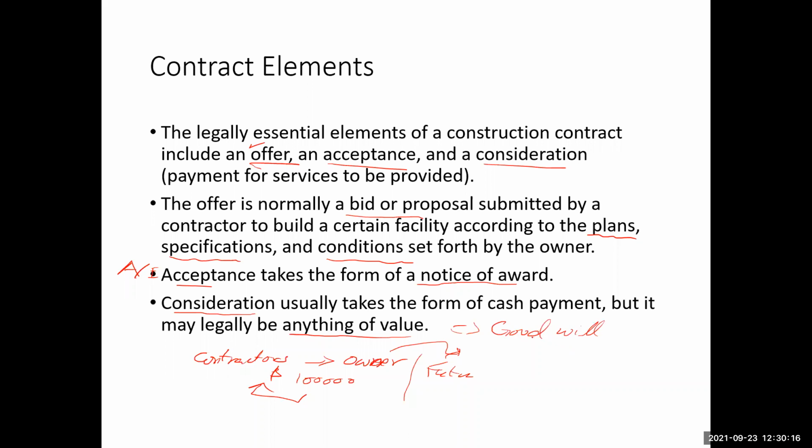It may be the goodwill, or it may also be a better reference for future work. For example, the contractor can use the reference from the owner for future works, for some other contracts as well. So anything of value. This means the value is not only in monetary terms, but also in non-monetary terms. And it comes in addition to cash payments, yes?